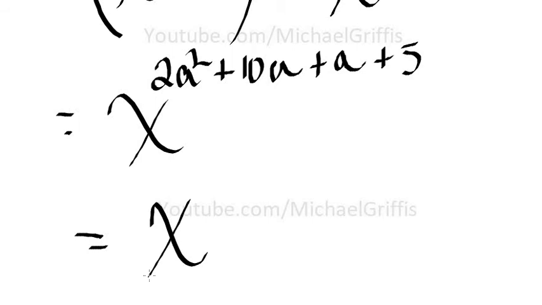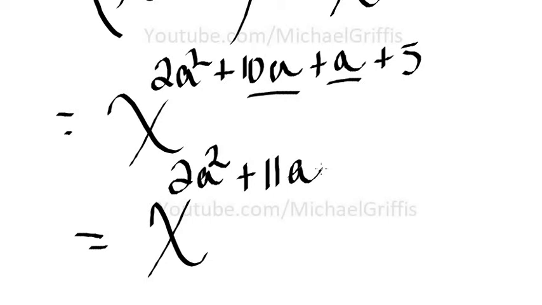Let's try to clean this up. We have some like terms, so 10a plus a is 11a. And plus 5, no other like terms. So this is all up in the exponent, okay?